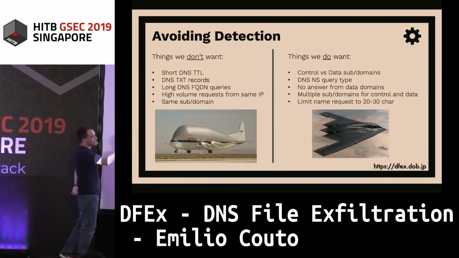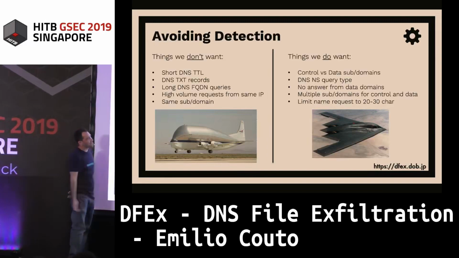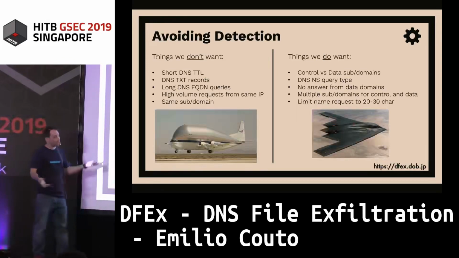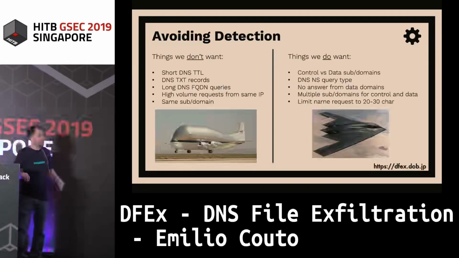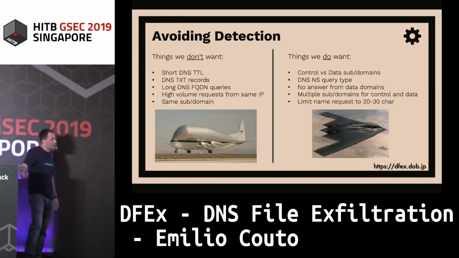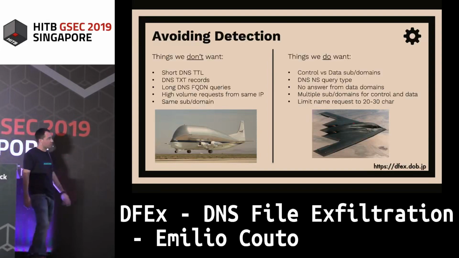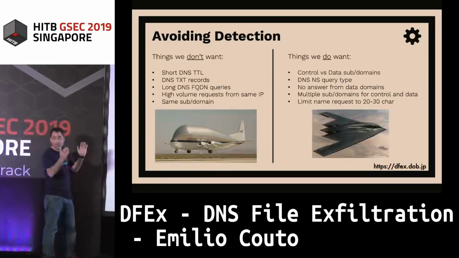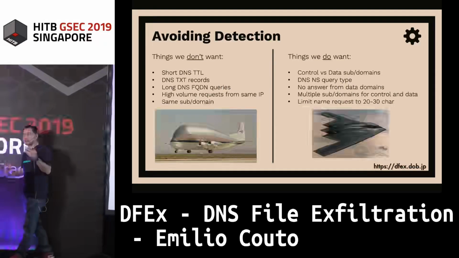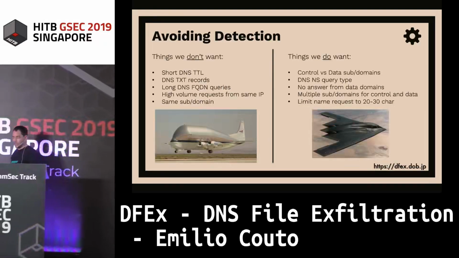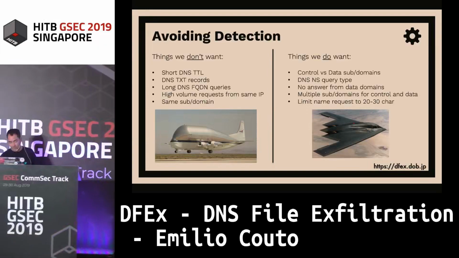I also want multiple domains. I want to be able to scale this to 50, 100 domains, 60, you choose the number, for data or control. And I also want to limit the length of the FQDN, the name query, to 20, 30 chars, you can choose. That will make an impact on the speed, right? How fast the transfer will go.